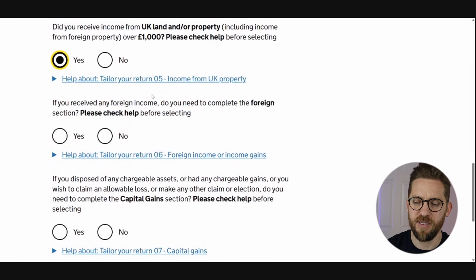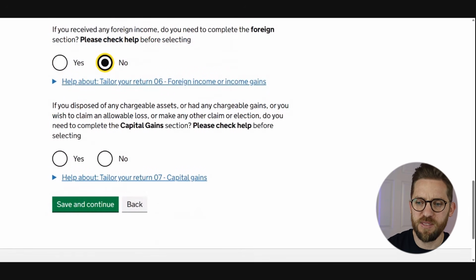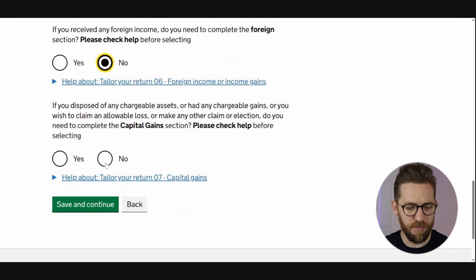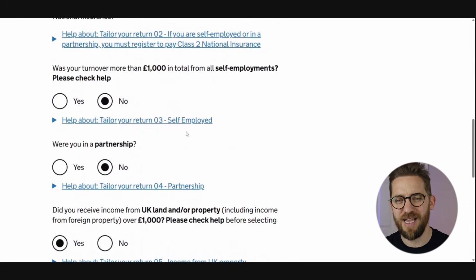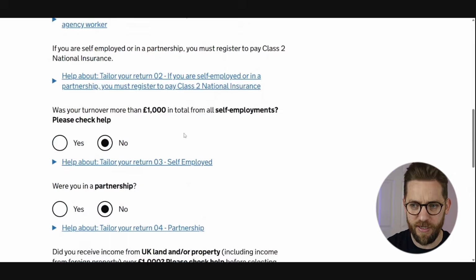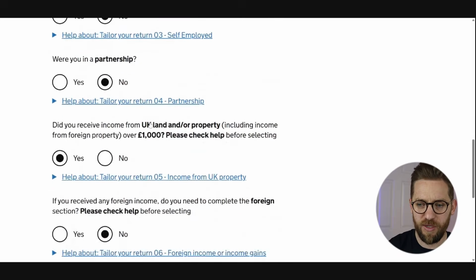And then on to the next tailoring question, which is if you received any foreign income, I'll say no. If you disposed of any chargeable assets, you might need to complete the capital gains section. And you can see all you're doing here, you're just telling them what types of income you had. You're not providing any detail at this point. This is purely setting up the tax return, so you only end up filling out the sections of the return that apply to you. You don't want to be given information about employment and self-employment if you didn't have those types of income. So we can work through this.